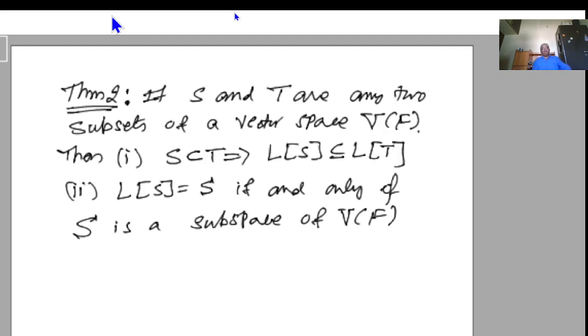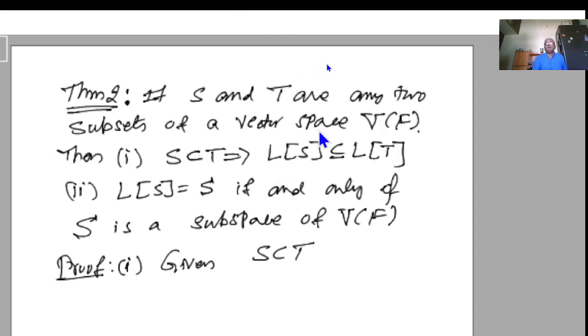So first we prove number one. Given S is a subset of T, we have to prove L of S is a subset of L of T. To prove that, we have to show that every element of L of S is an element of L of T. That is, let me consider an element alpha belongs to L of S and try to show that alpha also belongs to L of T.